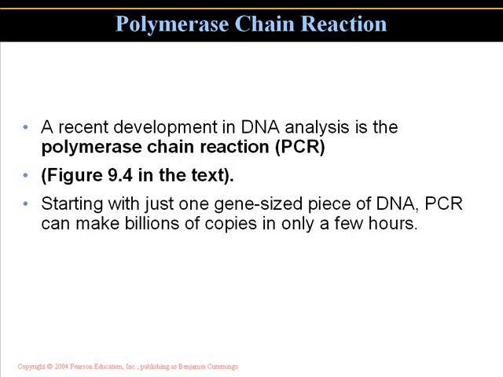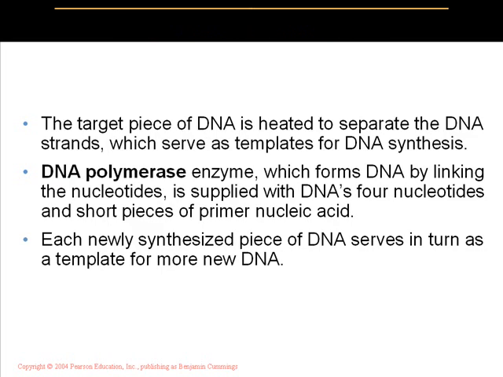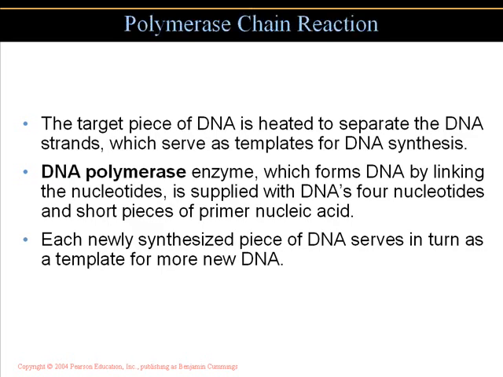Basically, what you do is you start off with just a particular piece of a gene in the DNA, and then this PCR, this polymerase chain reaction, will make multiple billions of copies in a very short period of time. In this reaction, a target piece of DNA is basically heated. It's separated from the original DNA strand, which serves as a template.